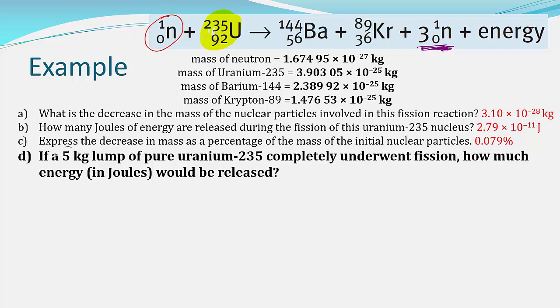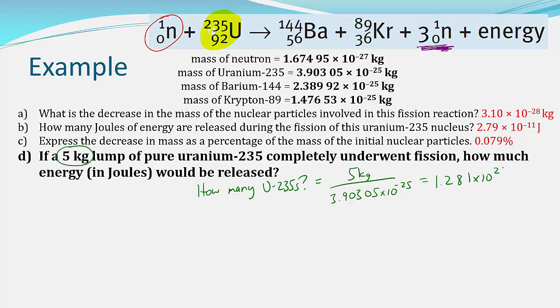Knowing that you have 5 kilograms, you first need to figure out how many uranium atoms that is. So the first question I want to ask is, how many uranium-235s do I have? That's just going to be equal to your 5 kilograms divided by the mass of uranium-235. If you put that in your calculator, what you end up getting, as you'd expect, a very large number, is 1.281 times 10 to the 25 atoms. So we have a very large number of atoms. Again, it's 5 kilograms, it's what you'd expect.